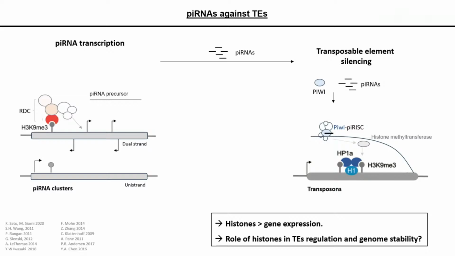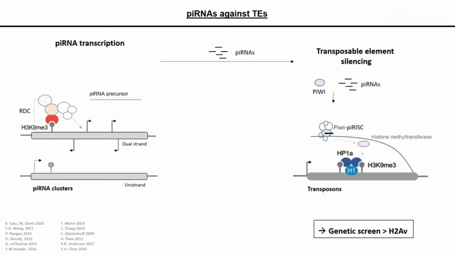Recently, it has been shown that the histone linker H1 can also play a function in transposable element silencing. And you all know that histones are very important for gene expression. However, little is known about the role of histones and histone variants in transposable element regulation and genome stability. We have done a genetic screen in the laboratory to look for factors that could silence transposable elements, and we found this histone variant H2AV.